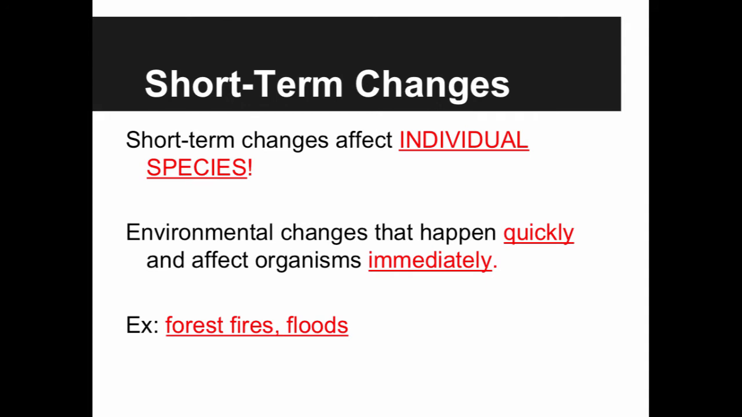All right, so let's go to the other side, on the right side, and talk about a short-term change. Well, just like you can imagine, a short-term environmental change is not going to take near as long. And so because of that, it's only going to affect an individual organism, like one person, instead of our entire humanity. Environmental changes that happen very quickly often affect organisms immediately. Examples could be a forest fire, floods, that kind of thing. Something where the cause and the effect are going to be immediate, not over a long period of time. So pause the video and go ahead and write this down on the right side.